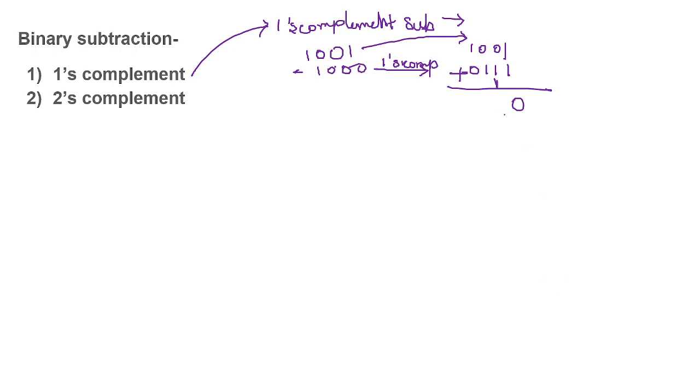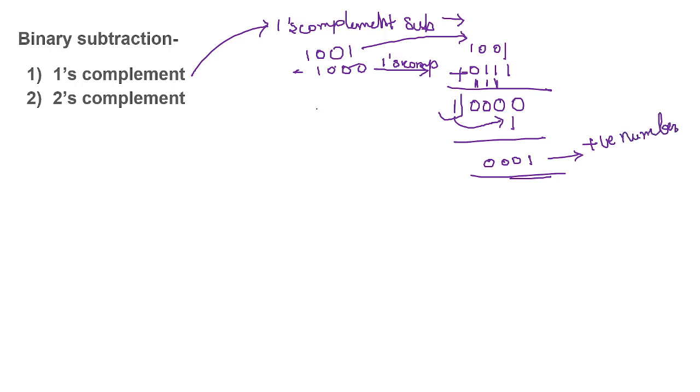Again 1 plus 1 will give 0, 1 more carry. 1 plus 1 is 0, 1 carry. 1 plus 1 is 0 and 1 carry. This is the end around carry. We have to add this end around carry. So we will get 0 0 0 1 as the output. And when we have this end around carry, the number is a positive number.